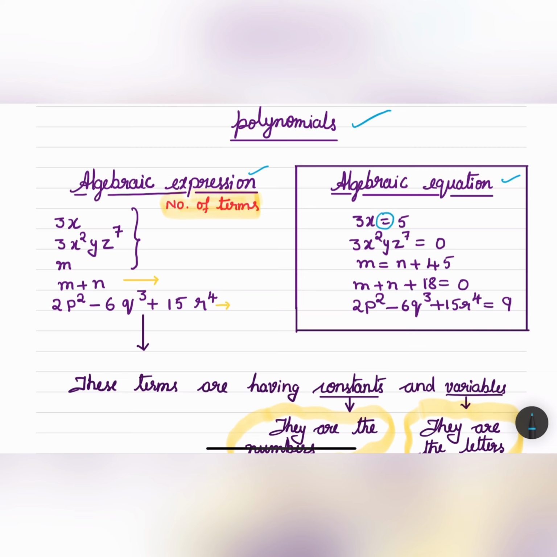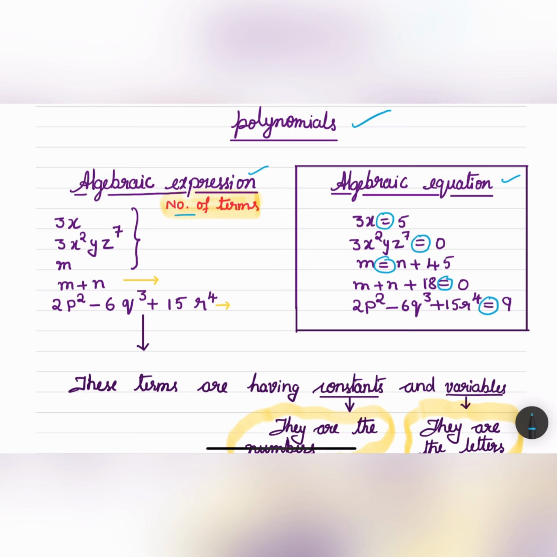Here, equals is there in the equations, and these are algebraic expressions or equations because they are the combined form of the constants and the variables. The letters are called the variables and the numbers are the constants.